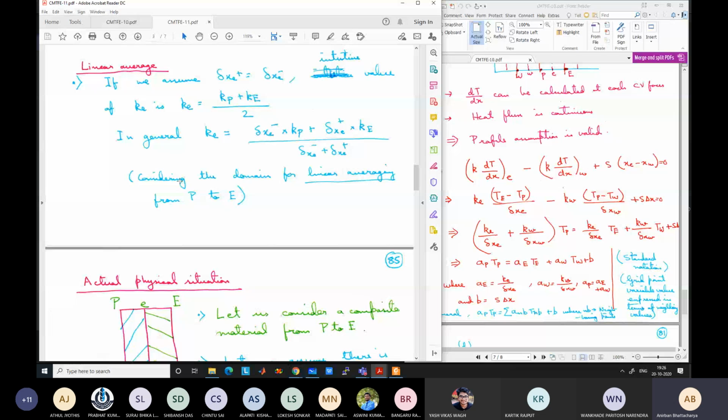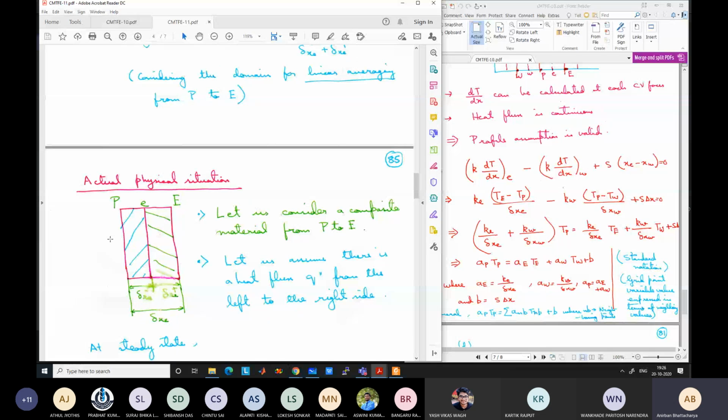Now heat flux at any cross section has to be equal, right? Because there is no source term. So heat flux at the grid point P is Q double dash, at the interface E also Q double dash, at the grid point E also Q double dash. Now these distances: delta x e minus, delta x e plus, and the overall distance is delta x e. Say we have defined conductivity on the left side of the composite material as Kp, and on the right side of E we have K capital E.